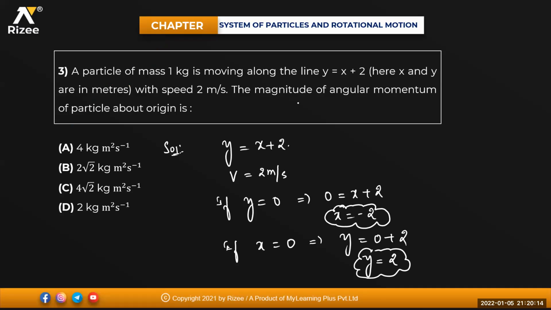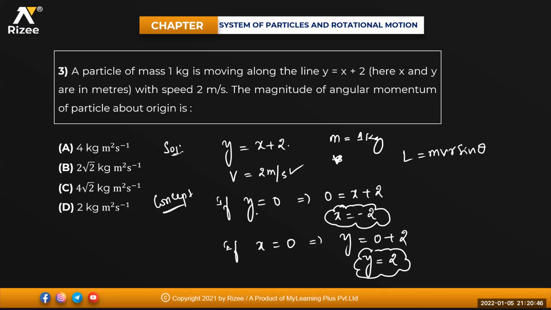Very good question, beta. A particle of mass 1 kg. Mass is given as how much? 1 kg is moving along the line y equals x plus 2, where x and y are in meters, with the velocity given as 2 meter per second. The magnitude of angular momentum is asked. Angular momentum is L equals mvr into sine theta. Now see here. What is the concept I have taken here? The magnitude of angular momentum of the particle about the origin is asked.